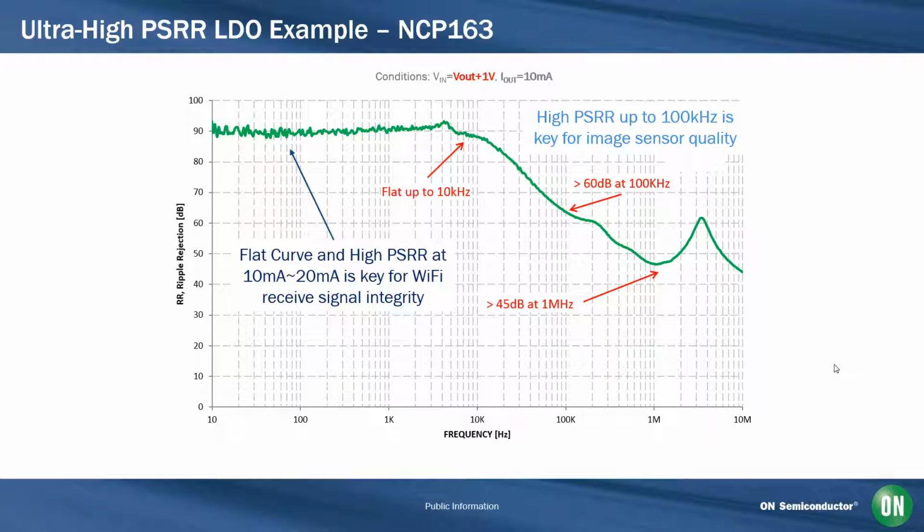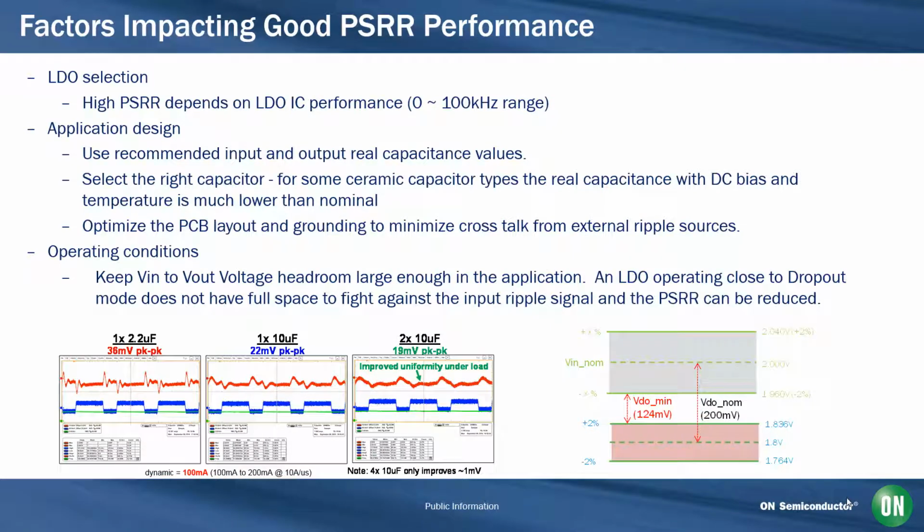If we look at an example of an ultra-high PSRR LDO like the NCP163, we can see on the left-hand side it's a very flat PSRR curve. That's important for Wi-Fi applications in that low current range, 10 to 20 milliamps, when they're doing a receive or even in a transmit area. Then if we take a look a little bit farther out, PSRR is more important for image sensors in that higher frequency range. So for example, we want to see more than 60 dB at 100 kilohertz for an image sensor application.